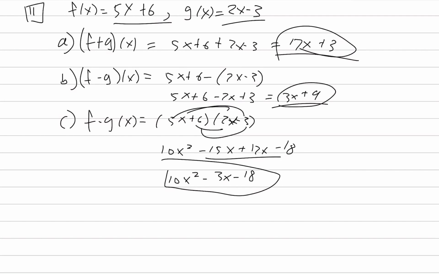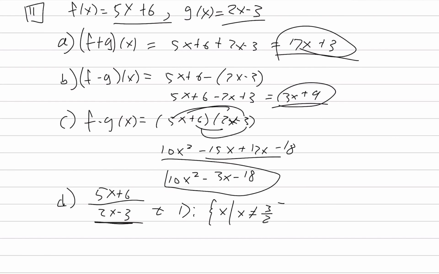Now part D asks us to divide. So for dividing, it's just 5x plus 6 over 2x minus 3. But here for the domain, we actually have to exclude one number, right? So the domain is x such that x cannot equal 3 over 2. Because when x is 3 over 2, this function is undefined.